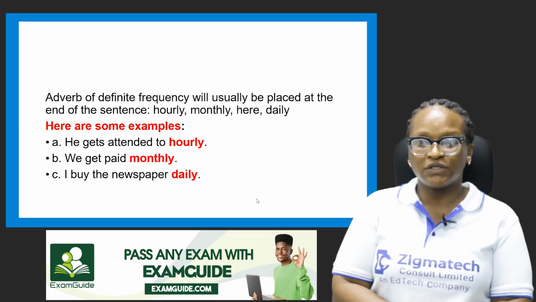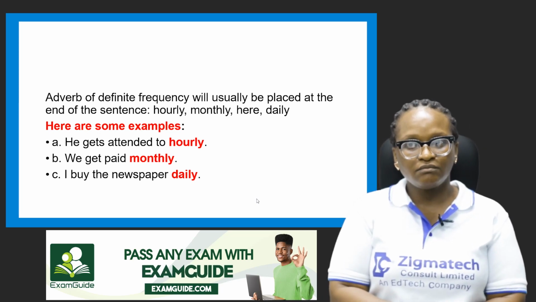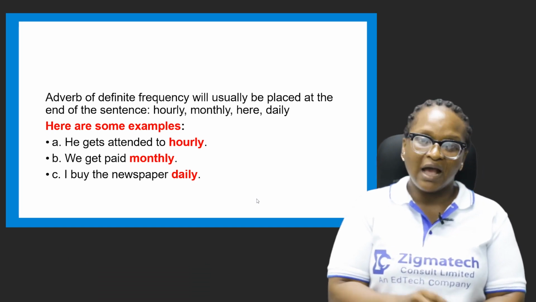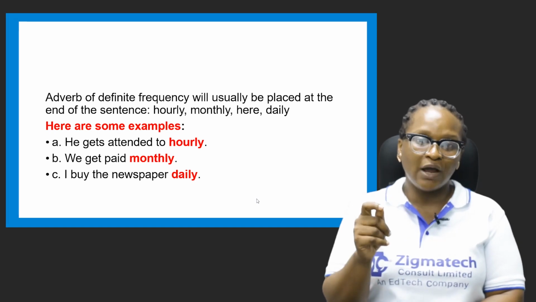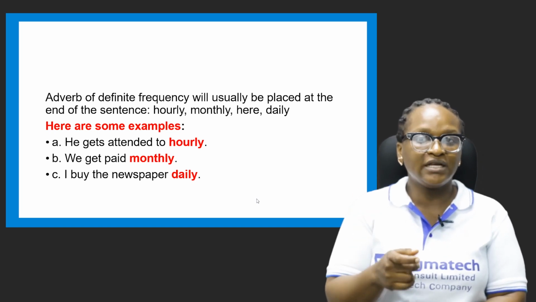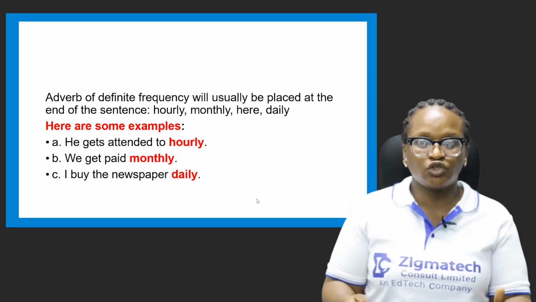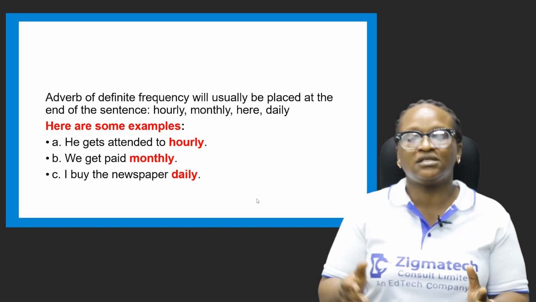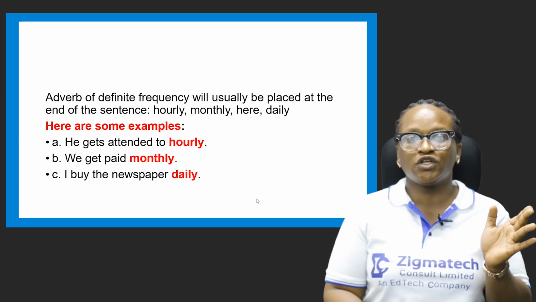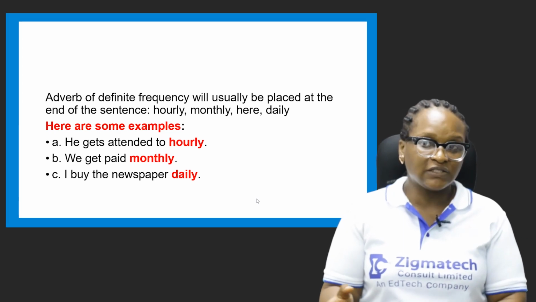Adverb of definite frequency will usually be placed at the end of the sentence. And these are examples of adverb of frequency. It says he gets attended to hourly. Hourly. So you are certain that at every one-hour interval, this person will be attended to. Then we get paid monthly. There is specification. That's what we call definite. You are specifying. Hourly, I am attended to. On a monthly basis, I am being paid. There is specification. Unlike indefinite, which has no specification, which tells us often, always, seldom. So that's indefinite.